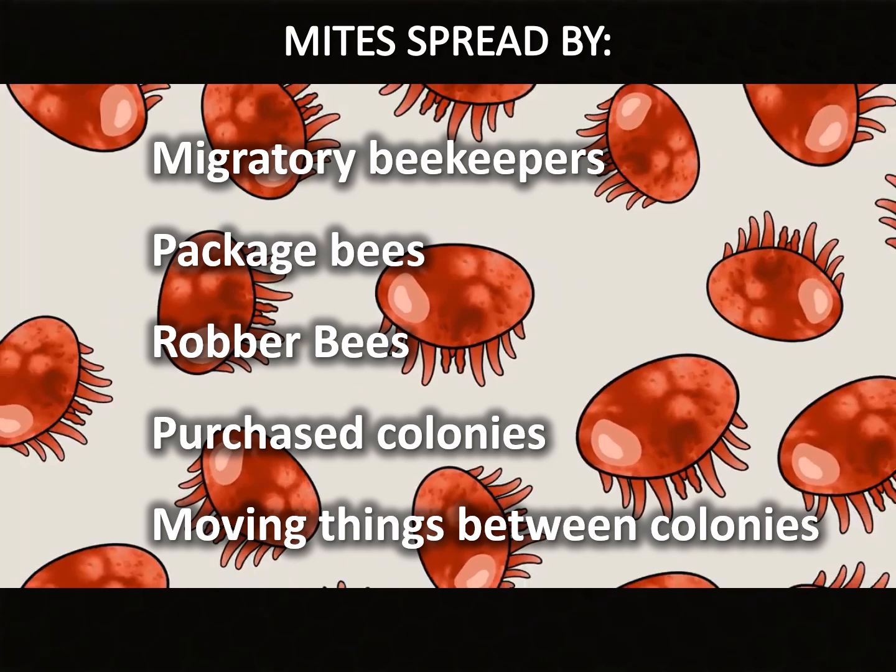So, mites can be spread by migratory beekeepers, importing packages of bees, robber bees, purchased colonies, moving things between colonies, and also just by someone in your area not controlling their mite populations to the point that there's transmission at the 4-H area.